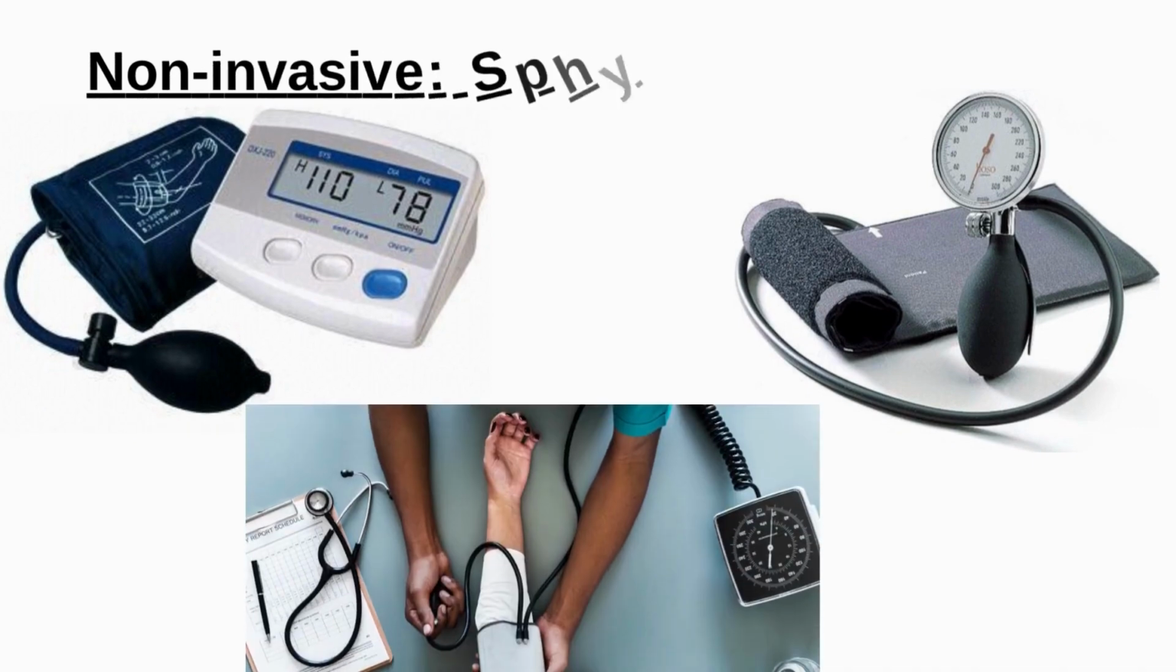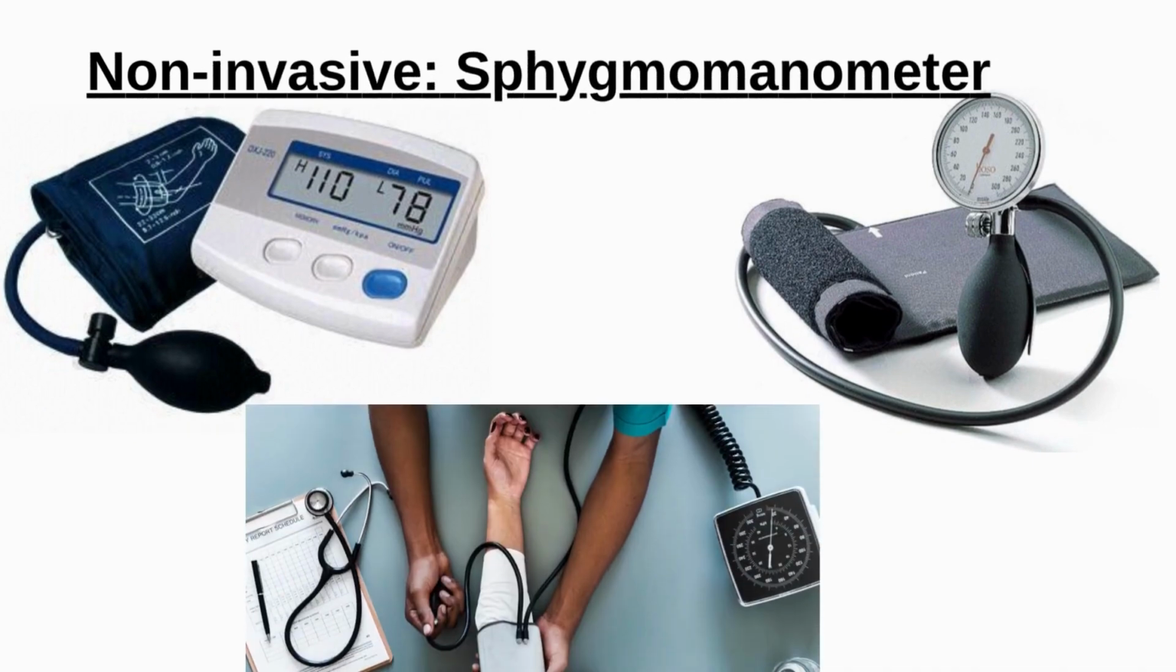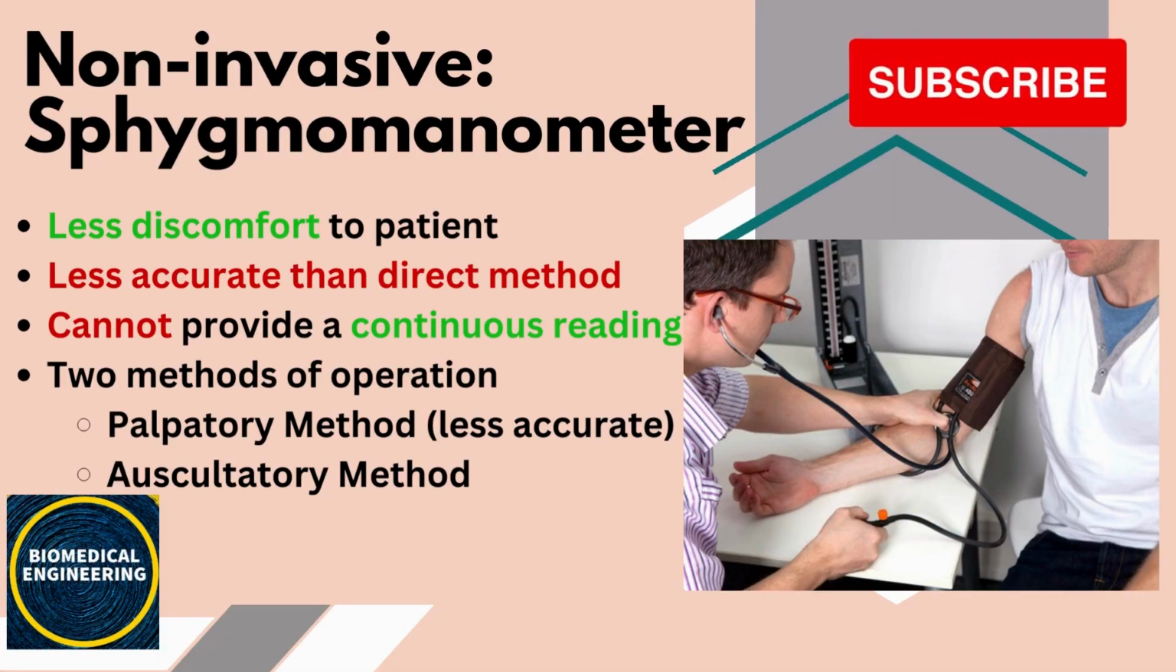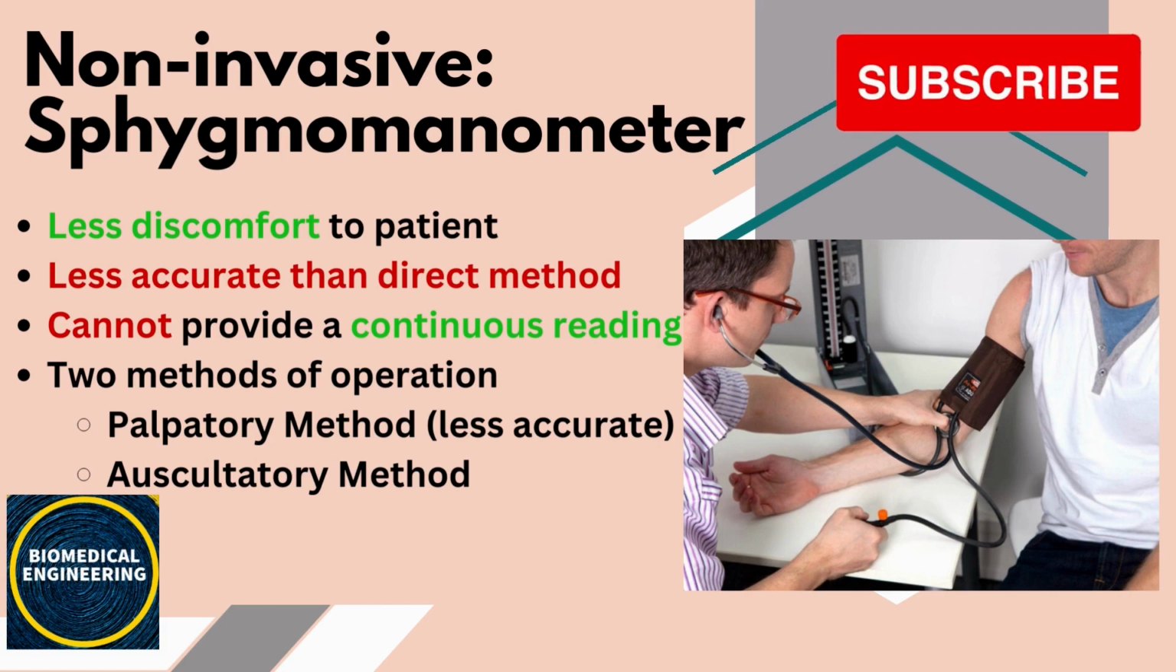A sphygmomanometer, also known as a blood pressure cuff, is a common device used to measure blood pressure without the need for invasive procedures. So, let's take a closer look at how a sphygmomanometer works and the advantages and disadvantages of this method. Advantages. One of the main advantages of using a sphygmomanometer is that it is non-invasive, meaning there is no need for needles or catheters. It's also relatively inexpensive and easy to use, making it a popular choice for routine blood pressure checks.